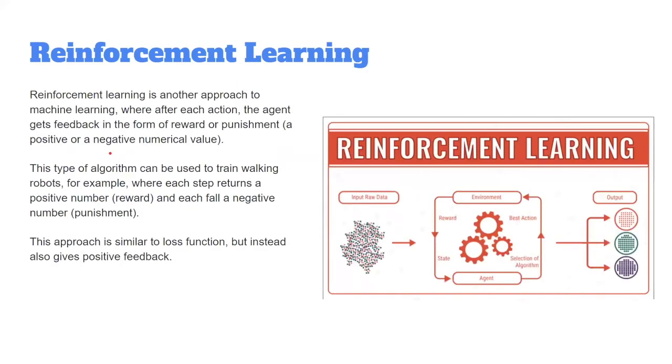All right, reinforcement learning. Reinforcement learning is another approach to machine learning where after each action, the agent gets feedback in the form of reward or punishment, so a positive or negative numerical value. This type of algorithm can be used to train walking robots, for example, where each step returns a positive number, reward, and each fall returns a negative number, punishment. This approach is similar to loss functions, but instead also gives positive feedback.